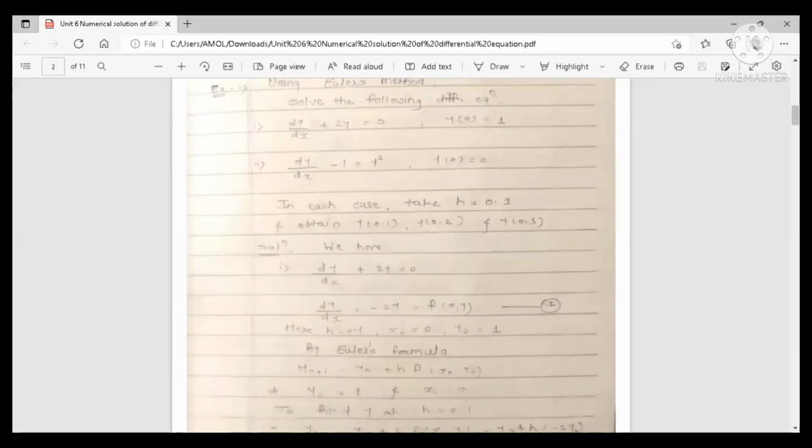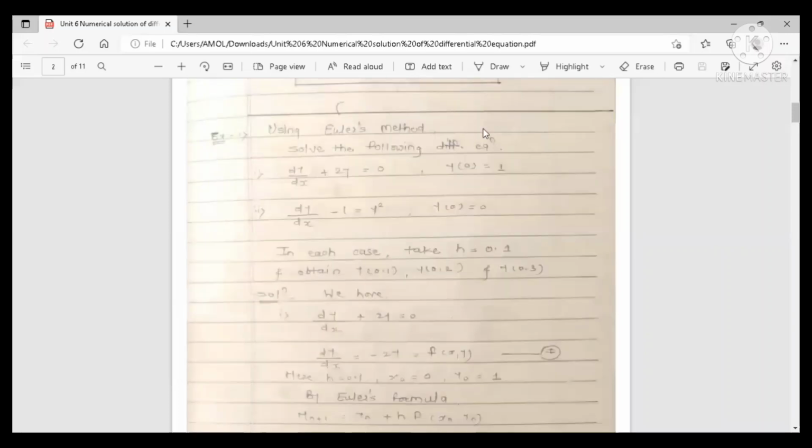Using Euler's method, solve the following differential equation: dy by dx plus 2y is equal to 0, y of 0 is 1. dy by dx minus 1 is equal to y square, y of 0 is equal to 0. In each case, you take h is equal to 0.1 and obtain y of 0.1, y of 0.2, y of 0.3. This is the example.